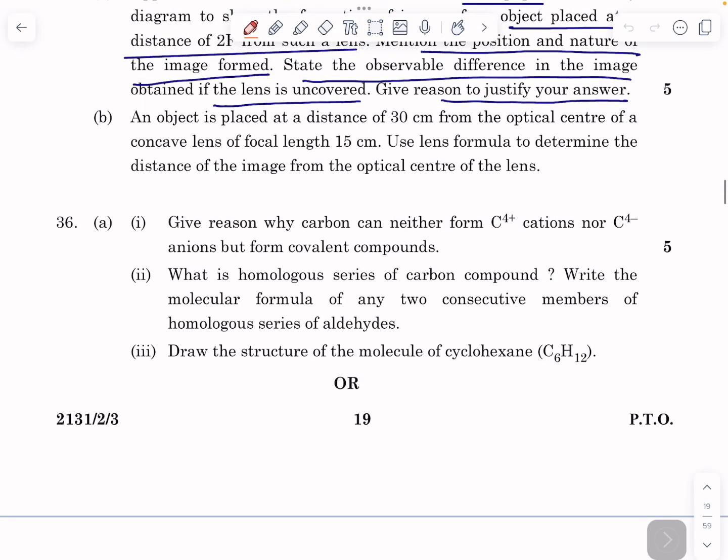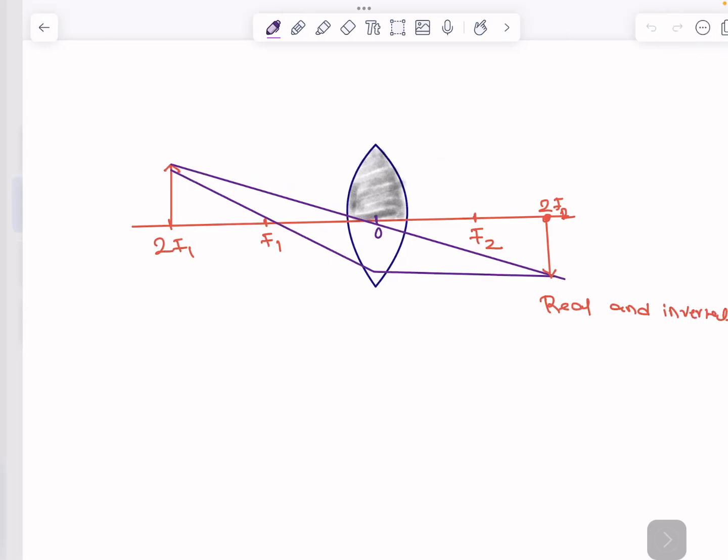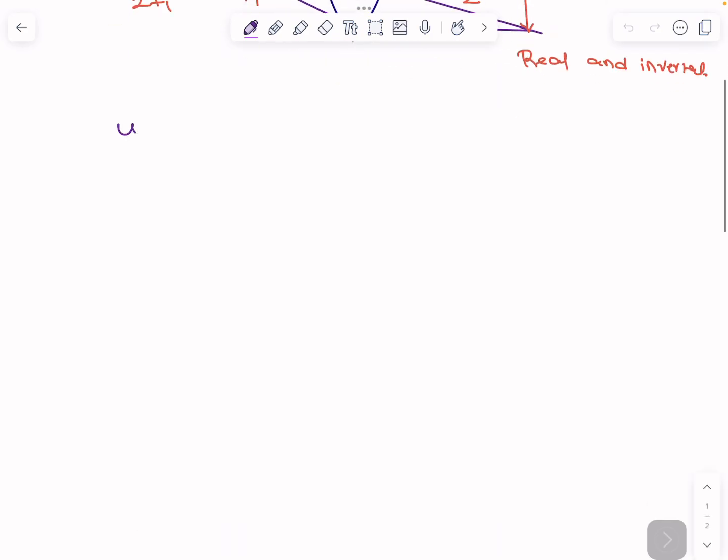One more question is there here. An object is placed at a distance of 30 cm from the optical center of a concave lens of focal length 15 cm. Use the lens formula to determine the distance of the image from the optical center of the lens. Okay, so here the focal length value is given as 15 cm and the object distance is given as 30 cm, we need to find the image distance. Then how do you find the image distance? Now you see here the u value is given as minus 30 cm, right, and the focal length value is given here as minus 15 cm, and we need to find the image distance.